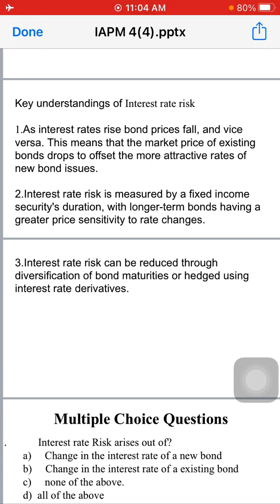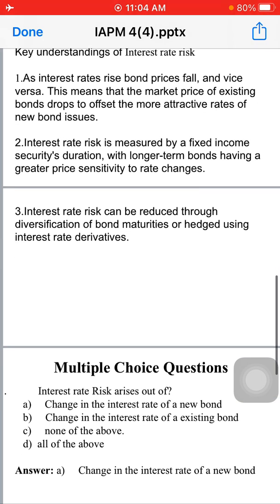Thirdly, interest rate risk can be reduced through diversification of bond maturities or hedging using interest rate derivatives. That means you can hedge. Once you have bought a bond, you can go for another bond or debenture having a different interest rate, so that the difference in the interest rates is set off. Hedging is altogether a different topic which we are going to discuss in some other session.